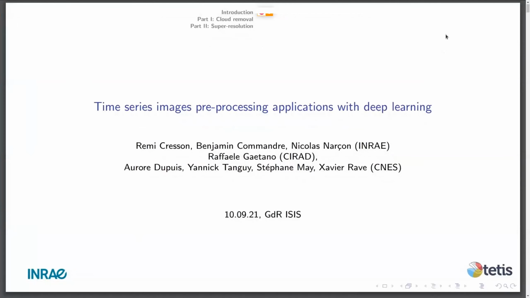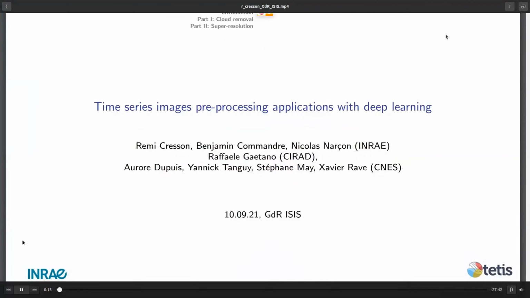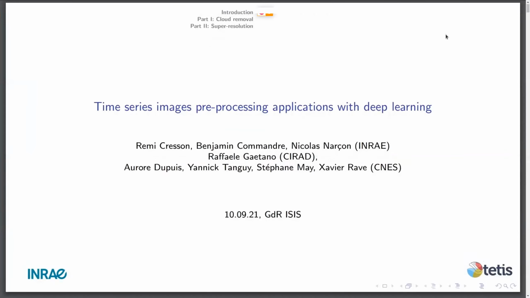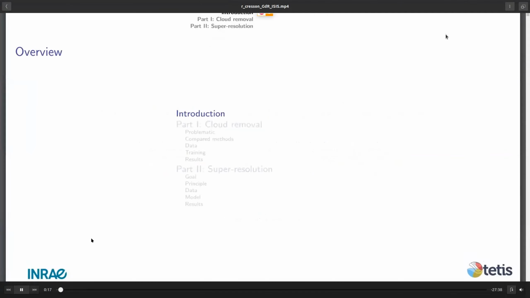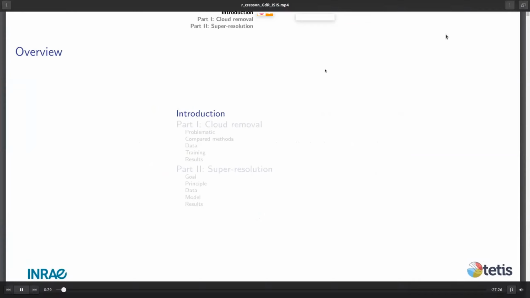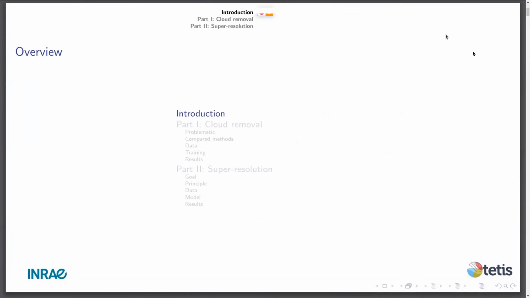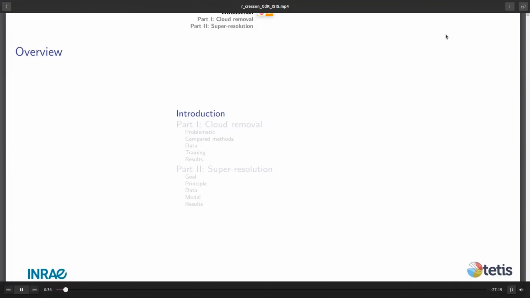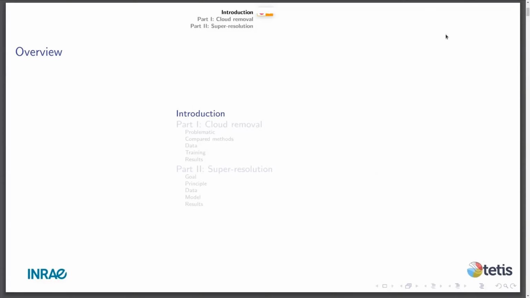I am with INRAE at Tetis Lab, and today I will present you a few applications for remote sensing time series preprocessing that use deep learning. In the first part, I will present you the context. Then, we'll see how convolutional neural networks can remove clouds that impact optical images in time series, using time series of synthetic aperture radar and optical images. And then, in the second part, we'll discuss about super resolution on Sentinel-2 images.